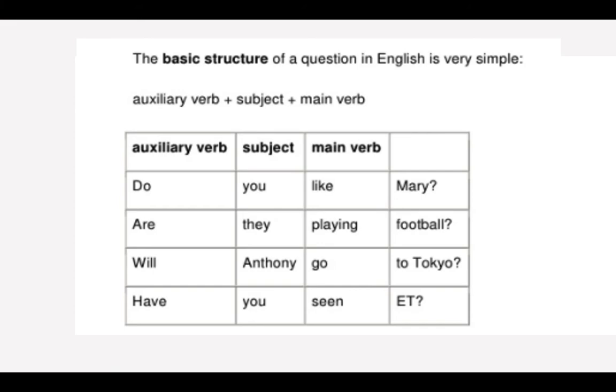So, do you like Mary? Are they playing football? When are you going home? So subject: you, Mary, Anthony, she, he. Before that, the auxiliary verb should come. So you should not say, will Anthony will go to Tokyo. It is a statement actually, and it is only with rising intonation that you can make it a question. But in a traditionally constructed interrogative sentence, the structure should involve the auxiliary verb coming before the subject. Auxiliary verb, subject, and then main verb.